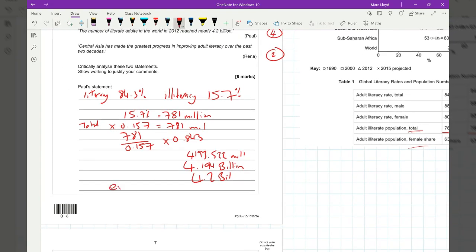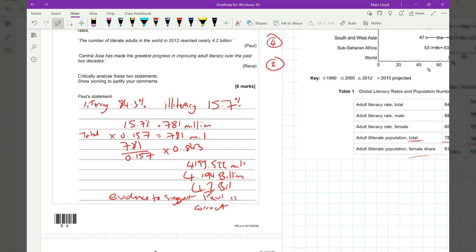So there is evidence to suggest Paul is correct. So we're just using the data that we've been given to see if we can prove if he's right or wrong. We'll do the same thing now for RENA.